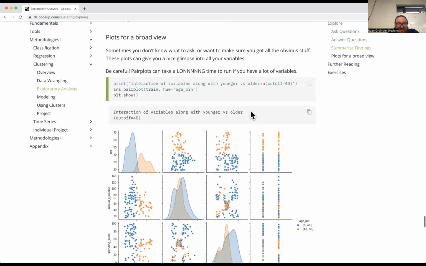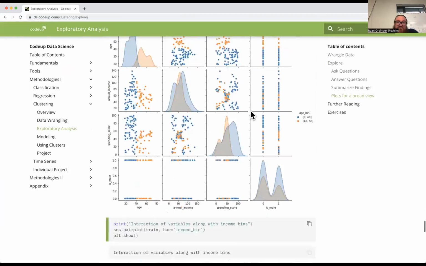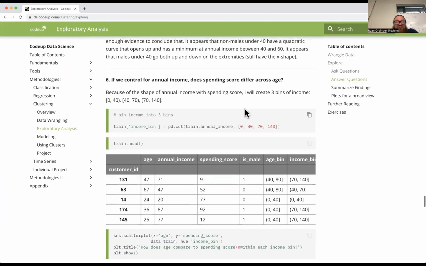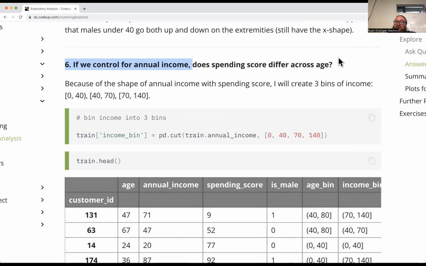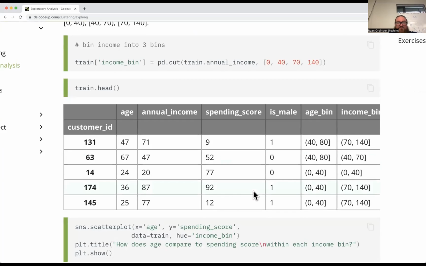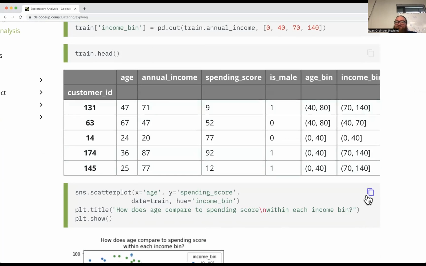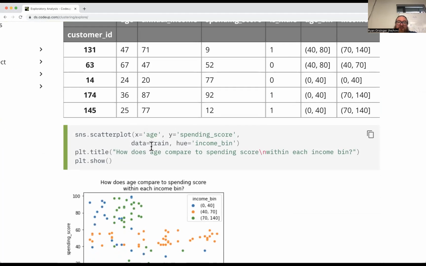Let's see, last little bit here. It's more than just a little bit. But what if we control for annual income? Does the spending score differ across age? Again, we do this because it's easier to read two-dimensional charts, multiple two-dimensional charts based on categories, than three or four-dimensional things. So we'll create 3 bins of income, 0 to 40, 40 to 70, 70 to 140. This allows us to plot out age and spending score, and we could set the hue by the bin.